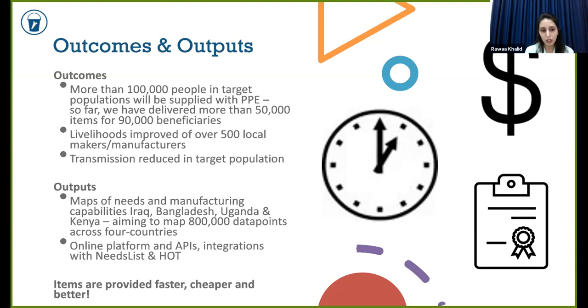One of the outputs that we are working on is the maps, both of the needs and the manufacturing capabilities in these four countries. We are aiming to map more than 800,000 data points across those four countries. These data points all depend on the Open Know-How standards. From the data of the standards come the name of the manufacturer, the location of the manufacturer, the location of the machines, what type of machines, what type of manufacturing process, and what type of materials they are using, because all this information is needed in our program.